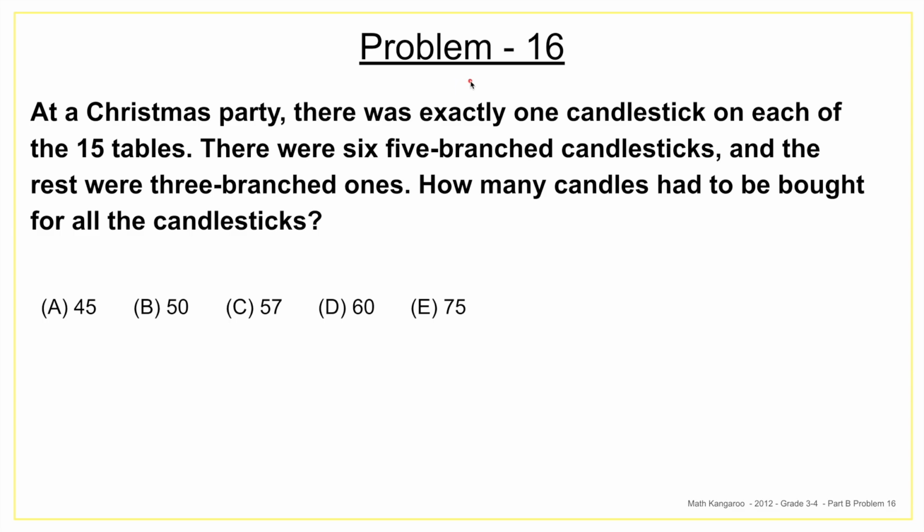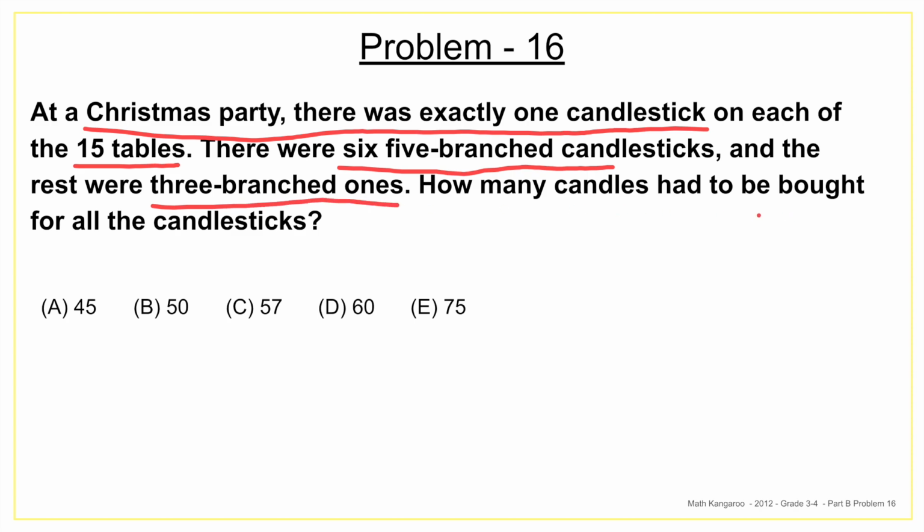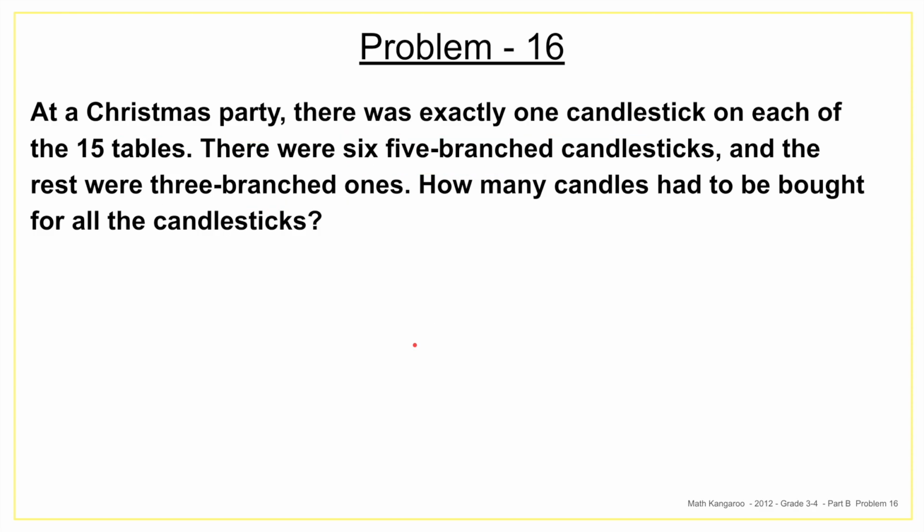Problem 16 from the original Kangaroo paper. At a Christmas party, there was exactly 1 candlestick on each of the 15 tables. There were 6 five-branch candlesticks and the rest were 3-branched ones. How many candles had to be bought for all the candlesticks? These are our options. Let's get into this problem step by step. The first thing being said is that the total number of tables and candlesticks is 15. Then the total 5-branch candlesticks are 6.